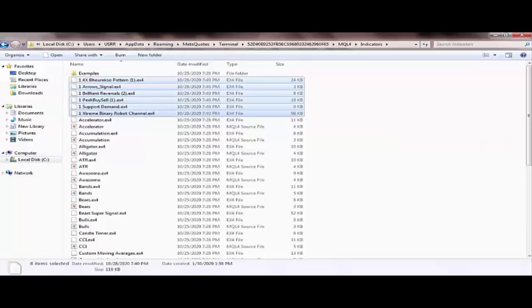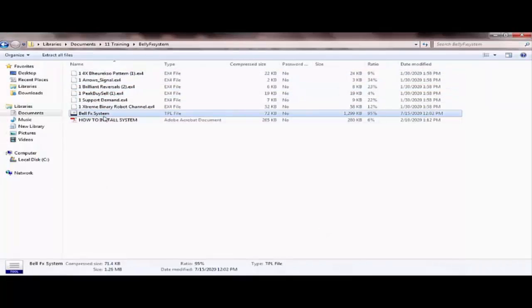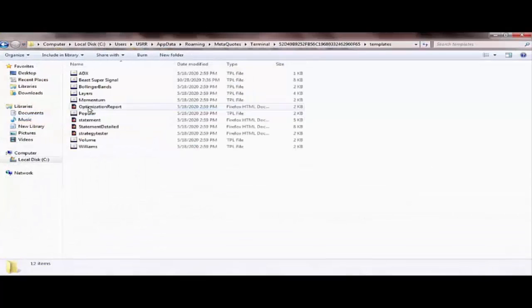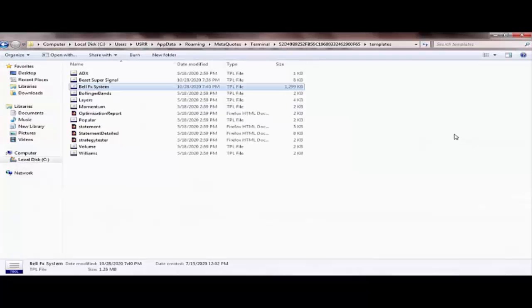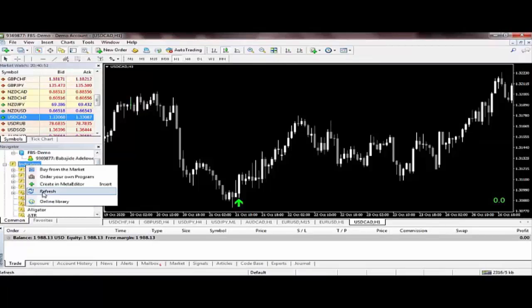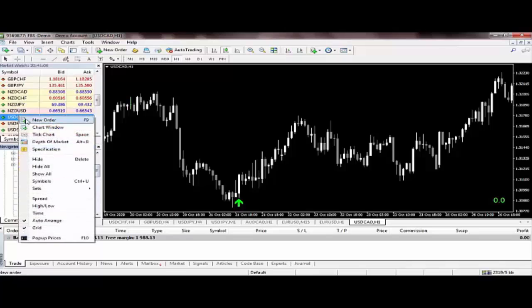Now that I pasted them, what is the next thing? I will still go back again. You could see that we still have the template. So I'll just copy this template, then come down here and go to the data folder again. Then this is templates. I paste it here. So now when I come down here and refresh again, all of what I put there will reflect.